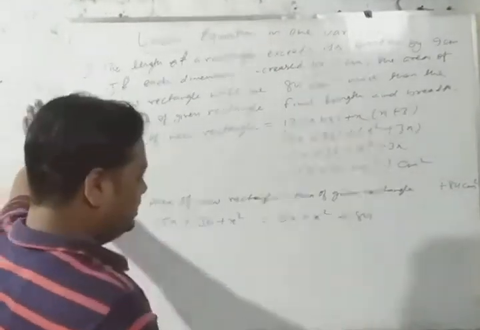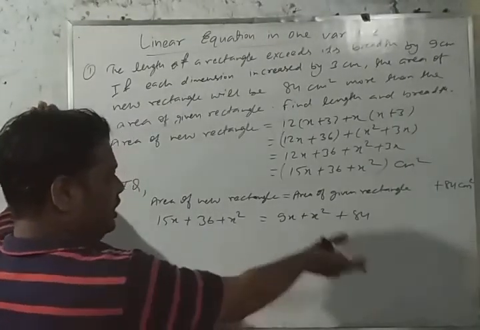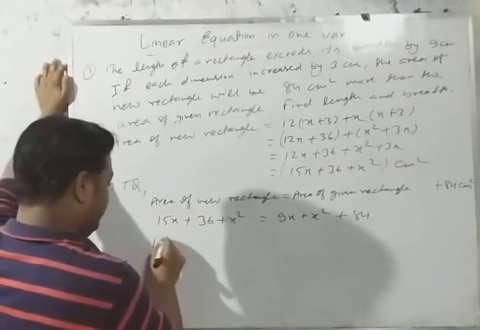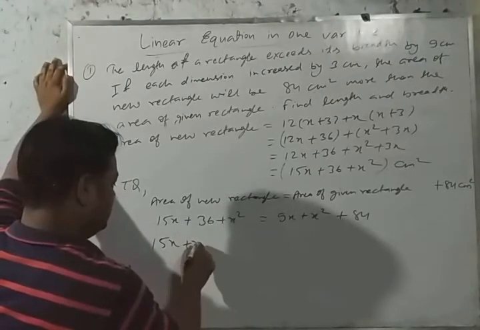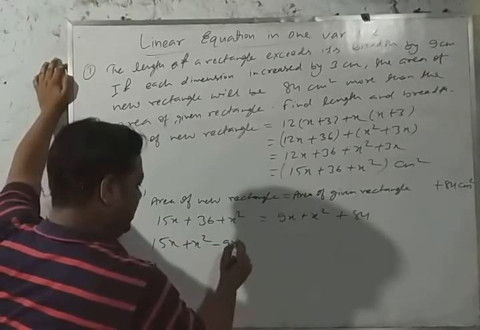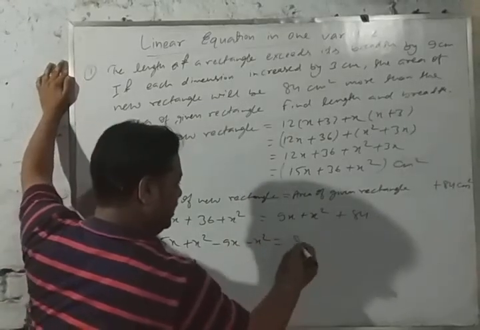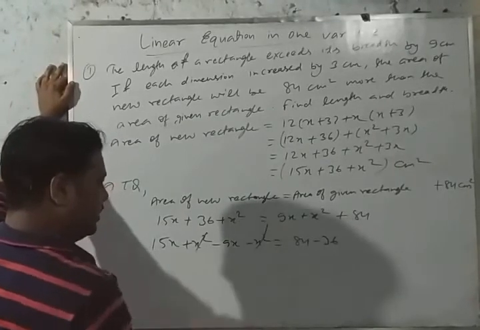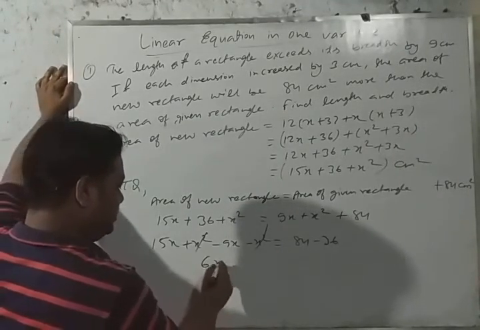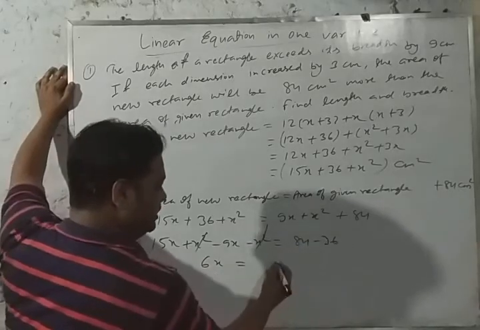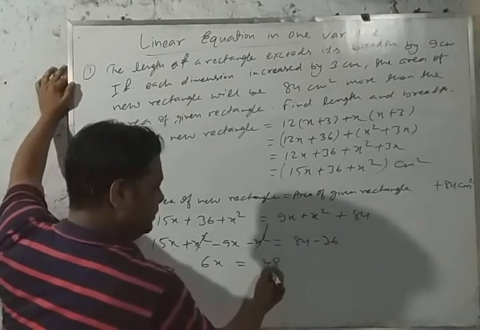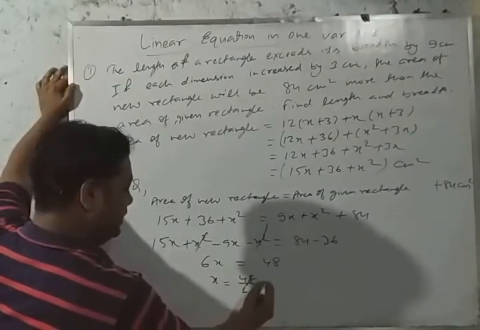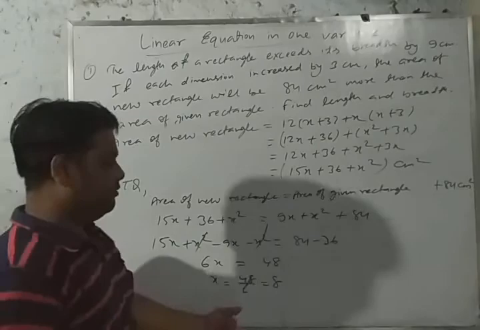Now here you can see, take all the variables on the LHS and all the constant terms on that side. 15x plus x square, here minus 9x minus x square; 84 plus 36 will go that side, minus 36. x square cancels out. 15 minus 9, 6x, like terms. And 84 minus 36, 48. Then x is equal to 48 by 6, that is 8. We will get the variable x is equal to 8.